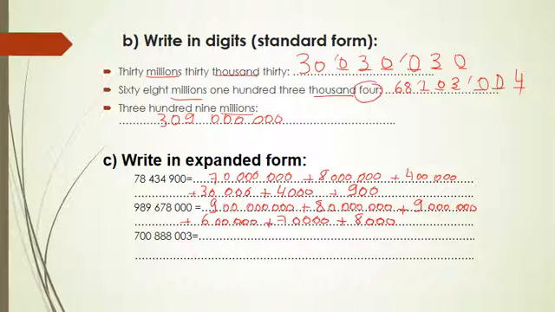Noor, can you help me? Yes. 7 and how many zeros? 7 and 8. 8 zeros. Very good. Plus 8.